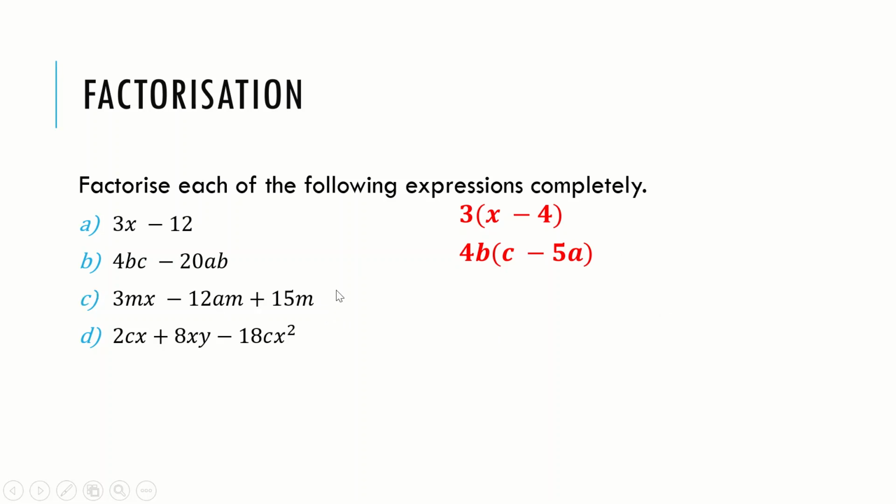So for this, you can see you can take out 3. You can take out m. So 3m bracket x minus 4a plus 5 close bracket.